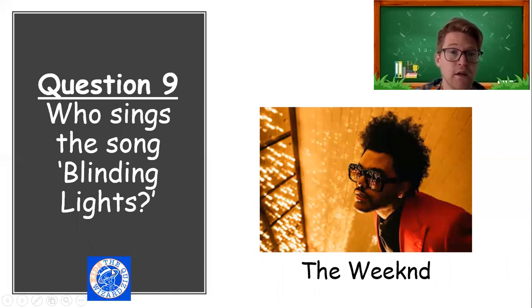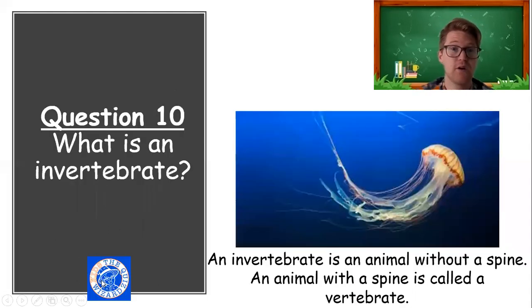Question 9, who sings the song Blinding Lights? The answer is The Weeknd. I haven't spelt it incorrectly. It doesn't have an E in end. So that's how he writes his name. So The Weeknd. I've now listened to the song. It's not bad. And question 10, what is an invertebrate? An invertebrate is an animal without a spine. An animal with a spine is called a vertebrate. So a jellyfish is an example of an invertebrate.